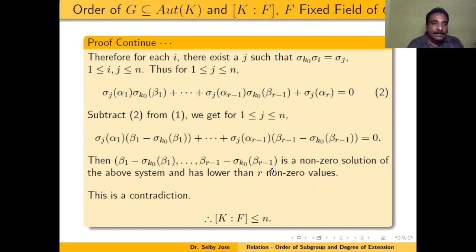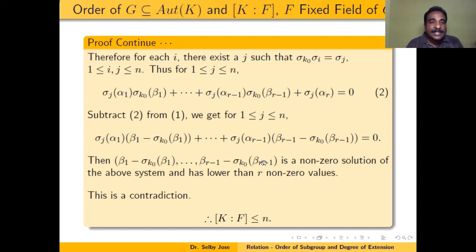This means that beta 1 minus sigma k naught of beta 1, etc., beta r minus 1 minus sigma k naught of beta r minus 1 is actually a non-zero solution of the above system, because you know that sigma k naught of beta 1 is not equal to beta 1, so beta 1 minus sigma k naught of beta 1 can never be 0. Therefore, this one is a non-zero solution of the above system.